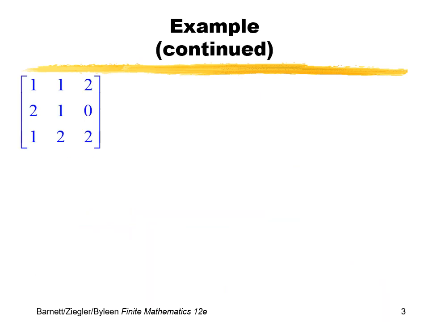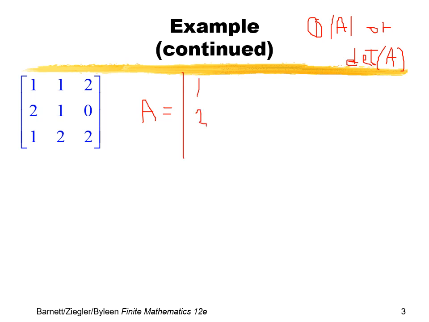Okay, the first step, as we said, is calculating the determinant of A, between vertical bars, or we can write det A. The determinant of A is the determinant of the matrix 1, 2, 1, 1, 1, 2, 2, 0, 2.